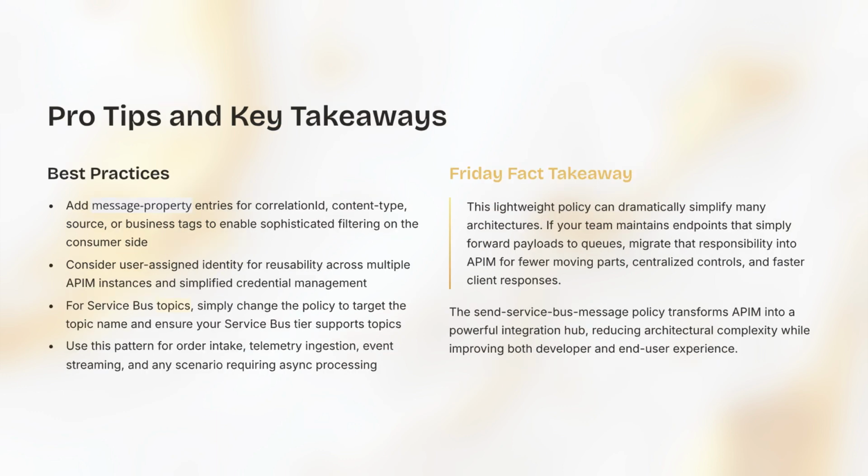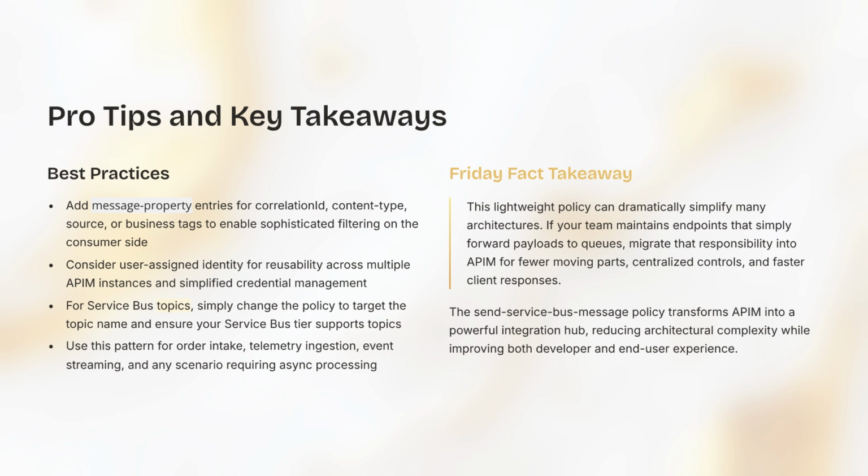Friday fact takeaway. This tiny policy can simplify many architectures. Everything from order intake to telemetry ingestion benefits from a simple HTTP endpoint that hands off to a queue. If your team has any endpoints that simply forward payloads to queues, try moving that responsibility into APIM. Fewer moving parts, centralized controls, and faster client responses.